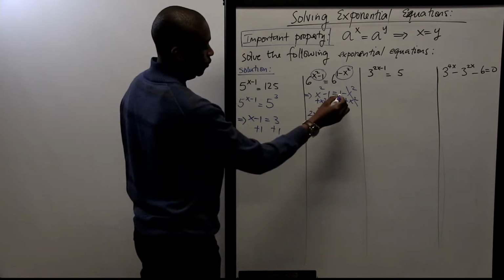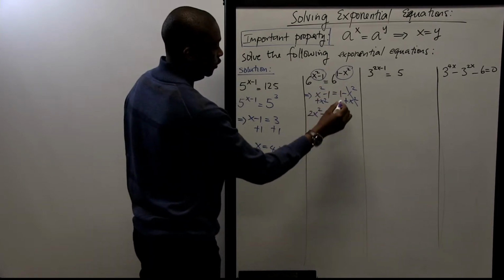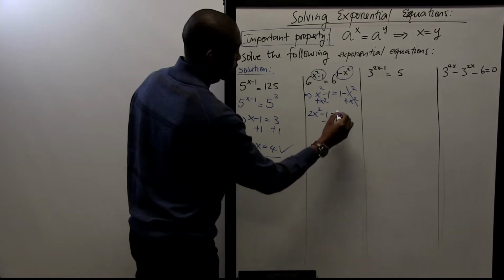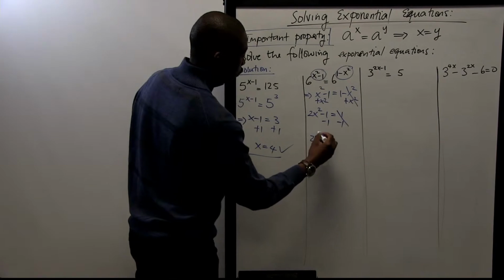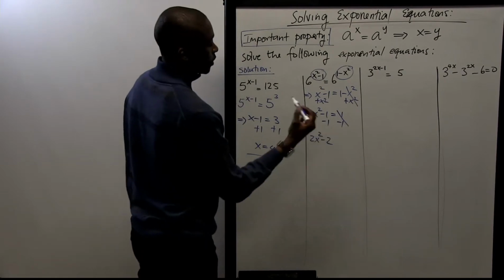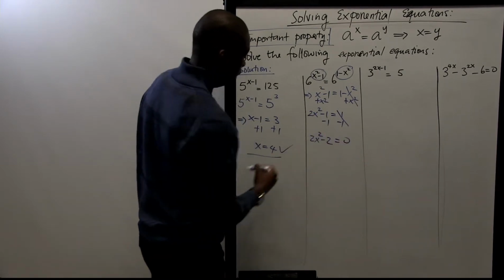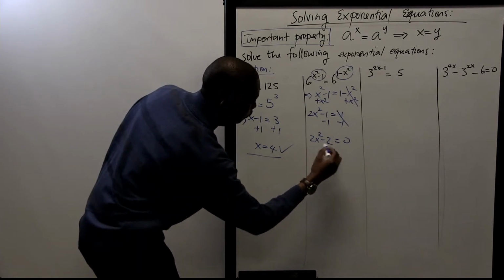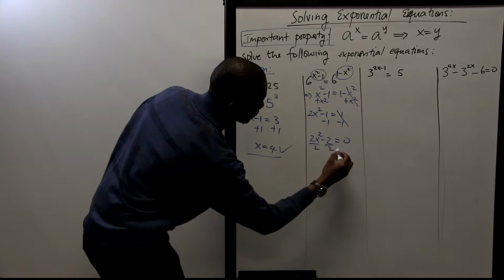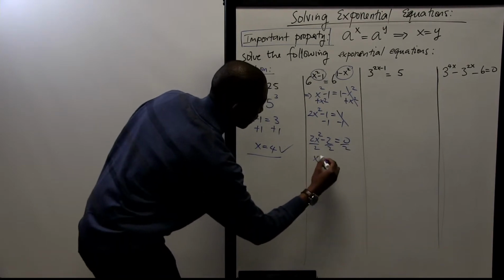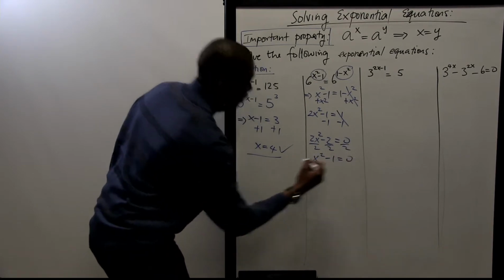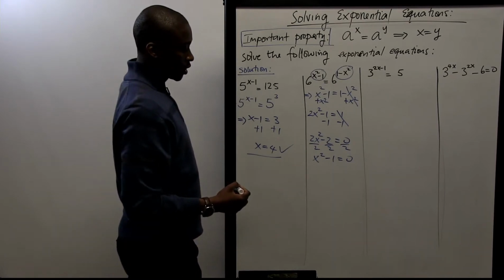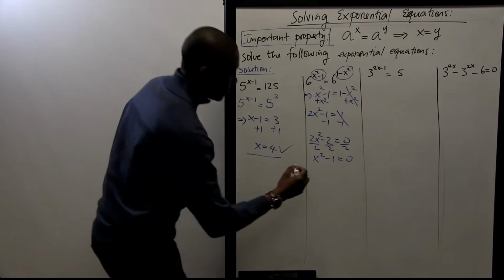Now I need to export this one to the other side. It's positive. To do that, I need to subtract 1 on both sides, so minus 1. So that's 0. So we now have 2x squared minus 2. Minus 1 is minus 2 equals 0. So from this, we can divide by 2 across. So we end up with x squared minus 1 equals 0. Well, x squared minus 1 is a difference of 2 squares, x plus 1, x minus 1, if you will.